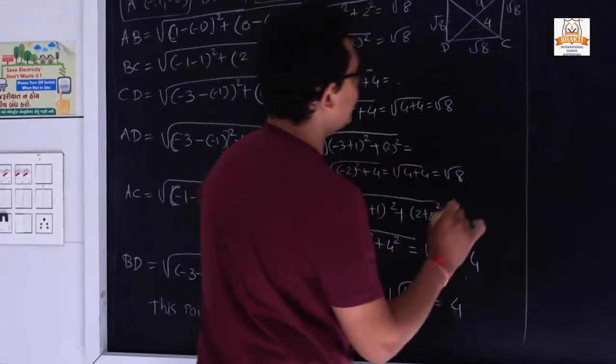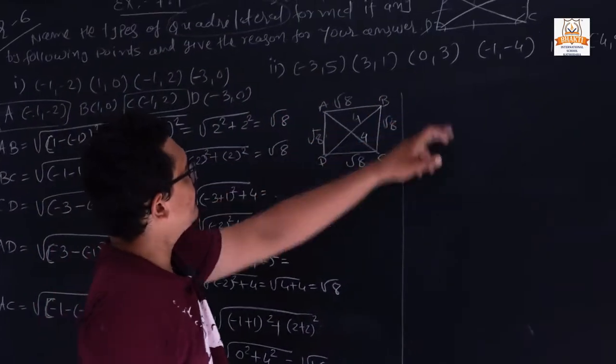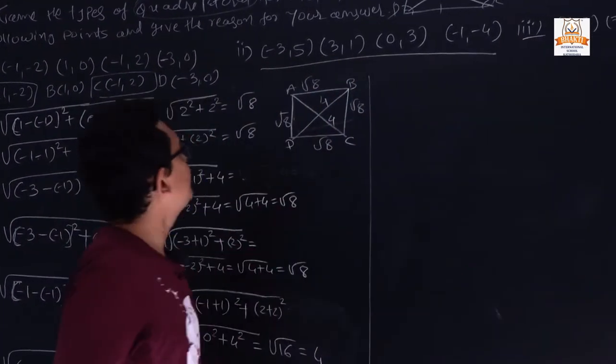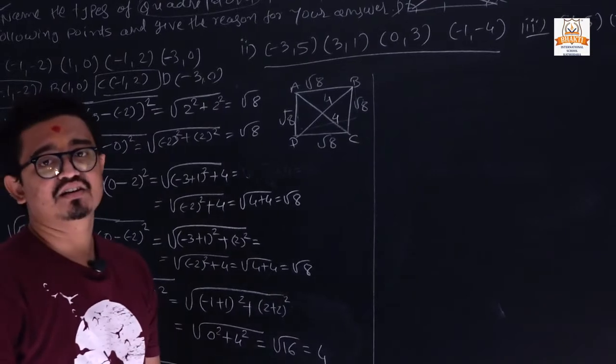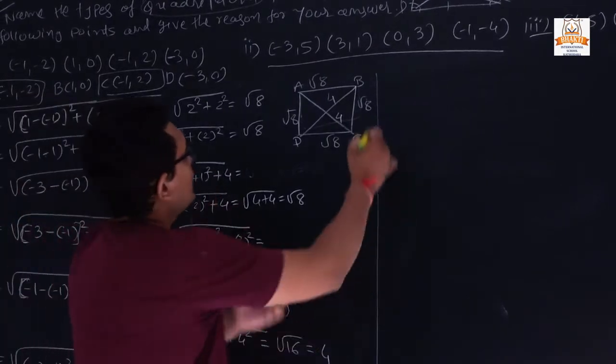Now the second question. Once again we have 4 points: minus 3 5, 3 1. So once again we first find AB.